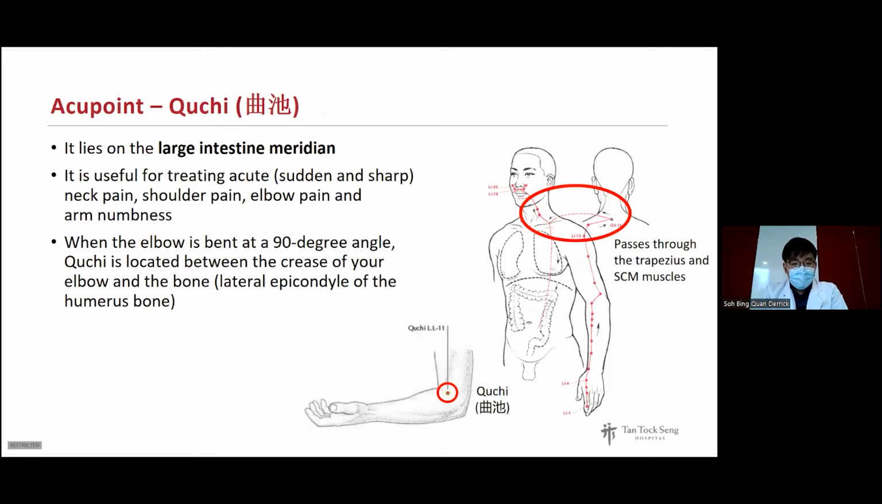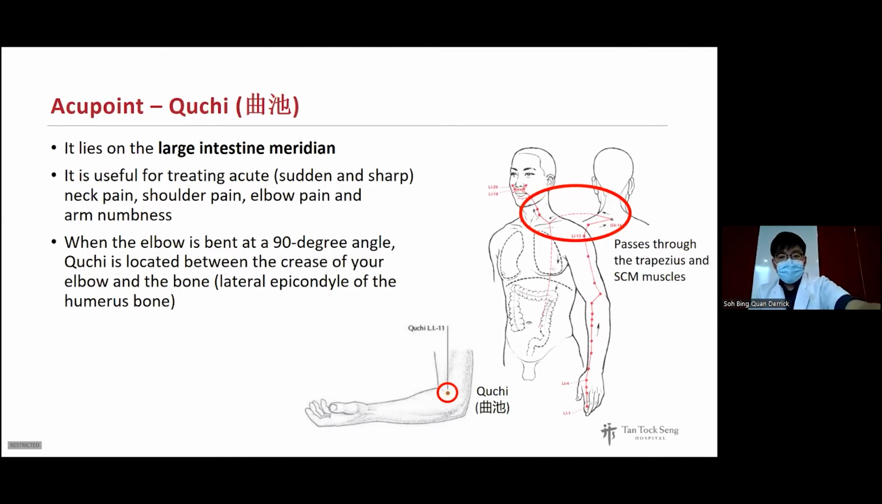Okay, that's 风池穴. So next one, 曲池穴. It lies on the large intestine meridian. This one is useful for treating acute neck pain. So what is acute neck pain? It's neck pain that comes suddenly, sudden and sharp. Sometimes you wake up and wow, my neck is very stiff, very painful, I cannot turn my neck. That's where you can use this acupoint, 曲池穴, to help relieve some of the tension of the neck. Other than neck pain, it can help with shoulder pain, elbow pain, and sometimes arm numbness.